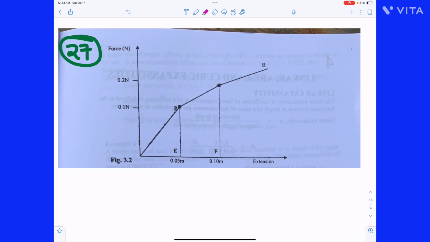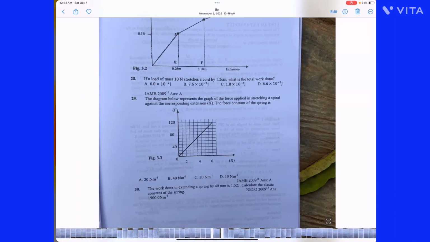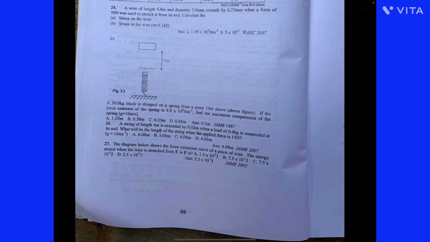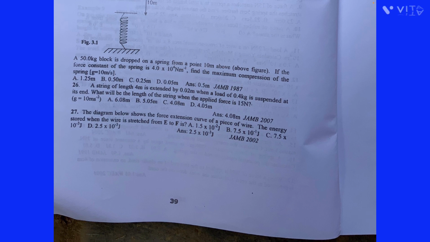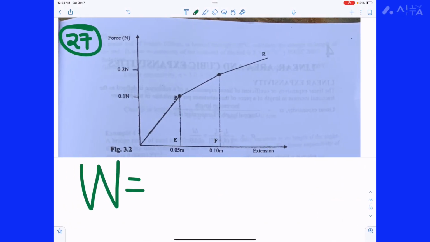Okay, like we have done before, look at this question very well. What it means to find the work done here. So did they call it work done or energy? Let me check. It says the energy stored when the wire is stretched from E to F is... They called it energy stored, but it's the same thing. The work done is stored as elastic potential energy inside the rubber or inside the wire. So we simply use energy or work.